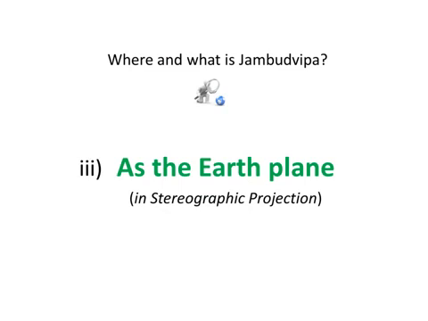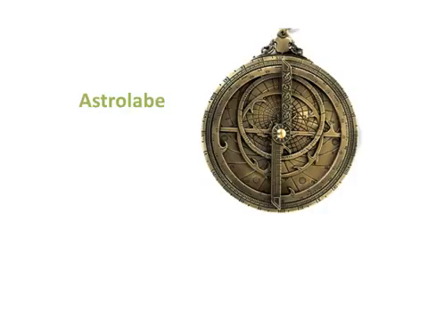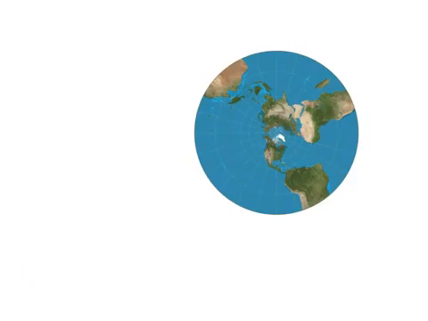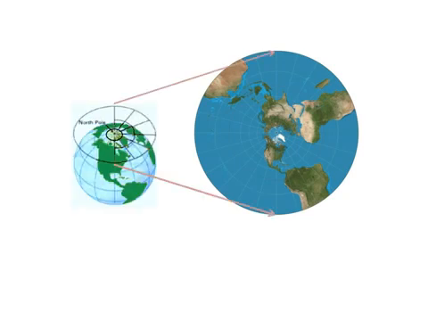The third model, as the Earth plane in stereographic projection. We need to familiarise ourselves with astrolabes, an ancient instrument used for measuring time and navigation, especially when travelling on the seas and observing the stars. These were certainly used in the ancient Persian Empire and possibly in the Vedic times themselves. In astrolabes, the Earth was represented as a flat planisphere. Now here is the Earth in stereographic projection as a planisphere itself.